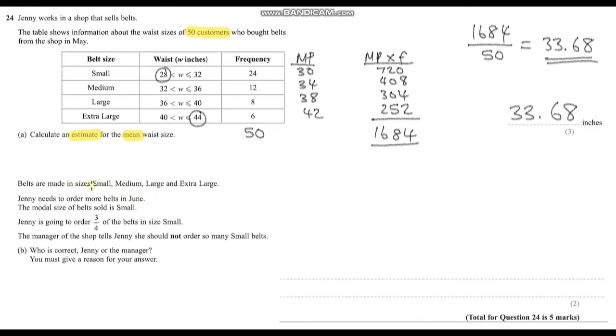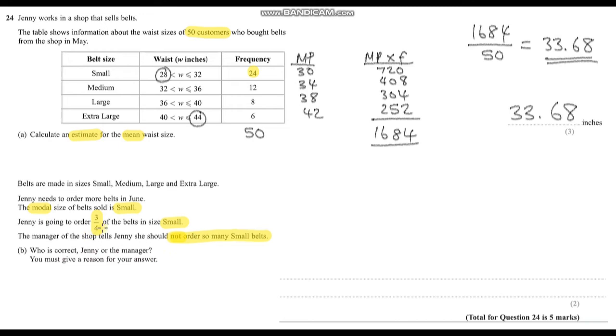Okay, let's look at part B. Belts are made in sizes small, medium, large and extra large, which we can see. Jenny needs to order more belts in June. The modal size of belts sold is small, and we can check that. Yep, there's 24 that are small, so small is definitely the mode. Jenny is going to order 3/4 of the belts in size small. Now the manager of the shop tells Jenny she should not order so many small belts. Who is correct, Jenny or the manager? You must give a reason for your answer.